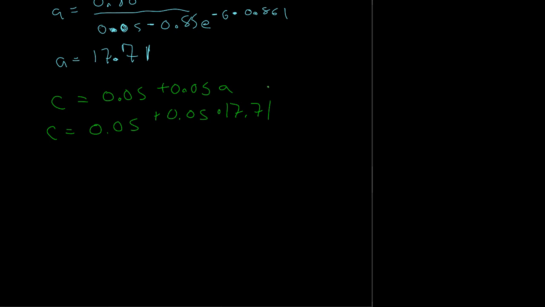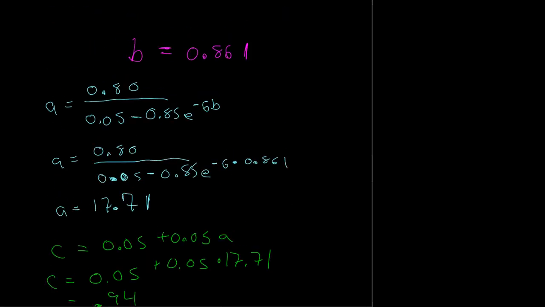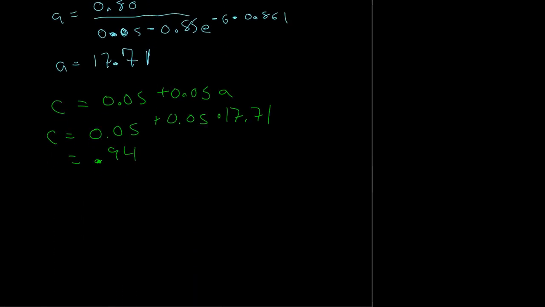And we get 0.935, which I'll round to 0.94. And am I keeping 2 decimal places? Yeah, I'll keep 2 decimal places on everything.